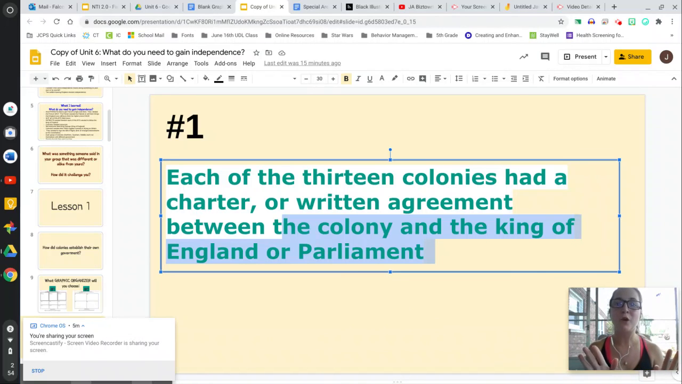And I want you to pause the video, and I want you to go to your graphic organizer and jot down your thoughts as how this source answers our question of how did colonies establish their own government? How did those colonies come up with their own government that worked, right? Does this talk about that? 13 colonies had a written agreement between the colony and the king. Does that help them establish their own government? Jot down some of your own thoughts in those boxes.